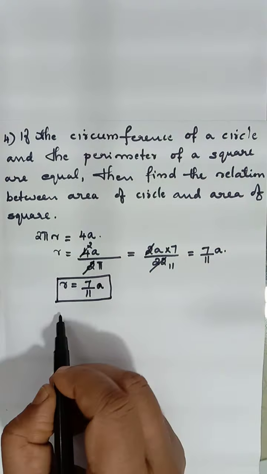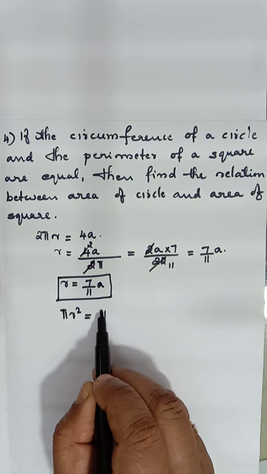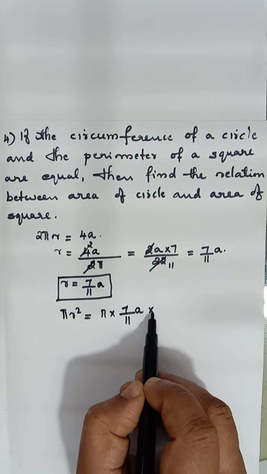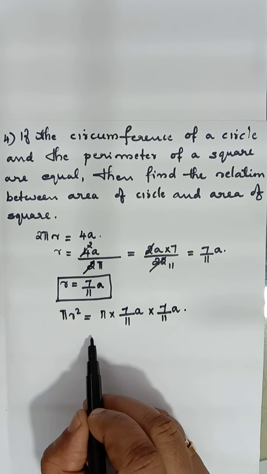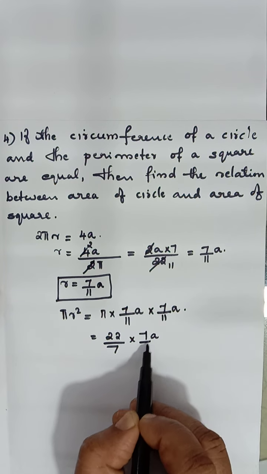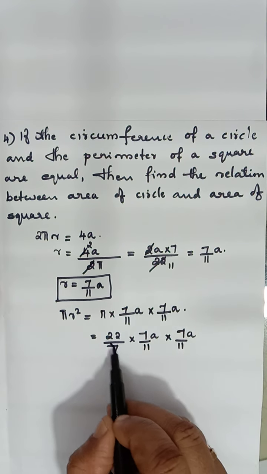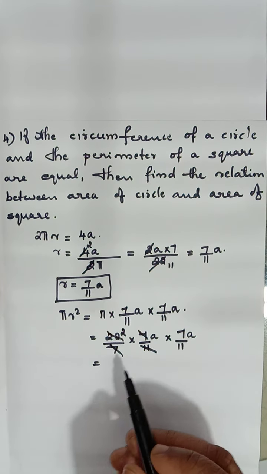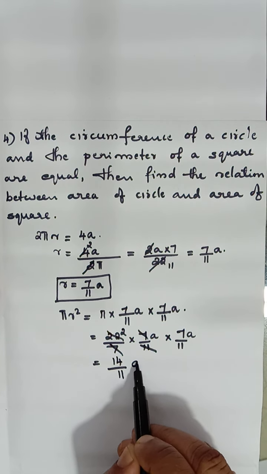If they are equal, then find the relation between area of circle and area of the square. Area of the circle is pi r square. R is 7 by 11 into a, and r square means 7 by 11 into a again. Substituting pi as 22 by 7 into 7a by 11 into 7a by 11, 7 and 7 get cancelled. 11 and 22 two times. So we have 7 into 2, 14 by 11 a square.